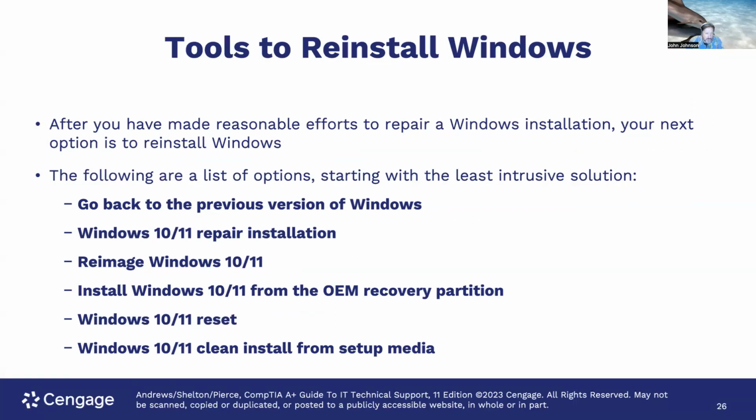The next thing you can do is you can try the Windows 10 11 repair installation. You can re-image Windows 10 or 11. You can install Windows 10 11 from the OEM recovery partition. You can try Windows 10 11 reset. And last, but most painful, is the Windows 10 11 clean install from setup media.